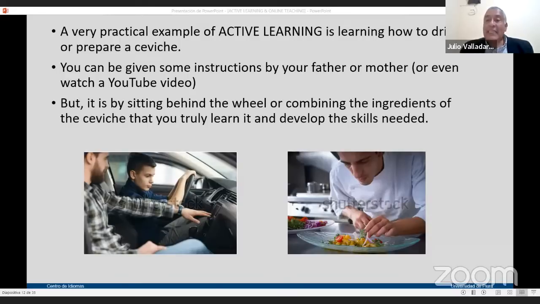But just by sitting behind the wheel or combining the ingredients of the ceviche, that you truly learn it. And does that mean that you learn how to prepare a ceviche? Does it mean that you have the skills needed to prepare a good ceviche? You need to try. You need to taste it. You need to go onto the road and drive if you're learning how to drive. Because just the theory doesn't mean that you learn. The theory doesn't mean that you have the skills and the knowledge to do it yourself. The same happens with English.